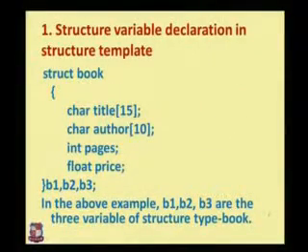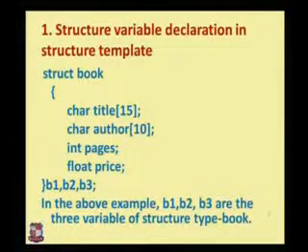Then the first point, structure variable declaration in the structure template. We are using a structure of a particular book: struct book, starting curly braces, character array title, character array author, integer pages, float price. What we include is the title, that is the name of the book, then the author of the book, how many pages the book has, and what the price of the book is.